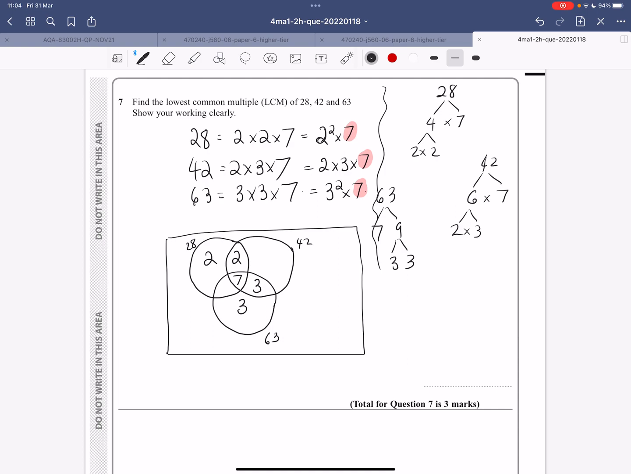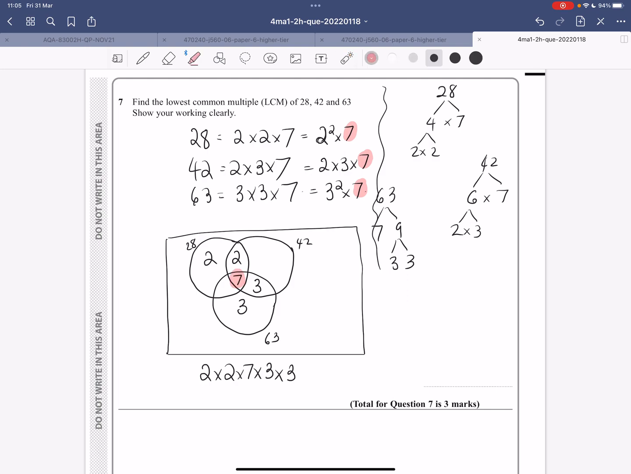I don't normally do it like this, that's why I'm a bit slow and pausey, but the lowest common multiple is 2 times 2 times 7 times 3 times 3. Because look, that's going to cover, we will get the 2 squared times 7 in there. We've got a 2 times a 3 times a 7, and we've got a 3 squared times a 7. So the one that's in all of them goes in there.